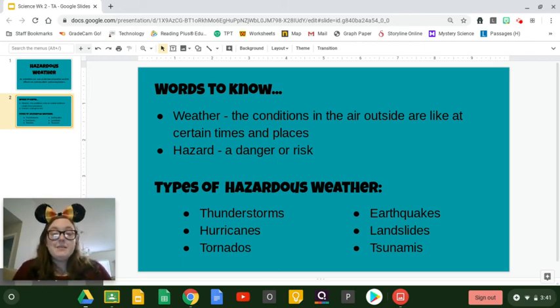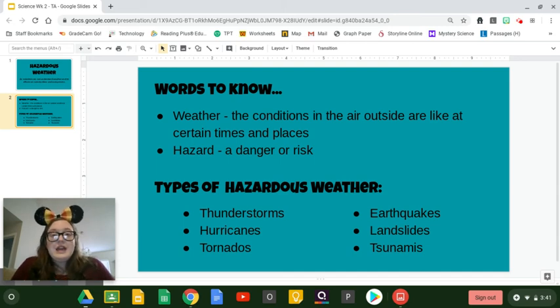Now, some examples of hazardous weather, and you may have heard of them, are thunderstorms, hurricanes, tornadoes, earthquakes, landslides, tsunamis. And those are just a few. And all of these different hazardous weather can destroy property or damage things and have a lot of negative effects.